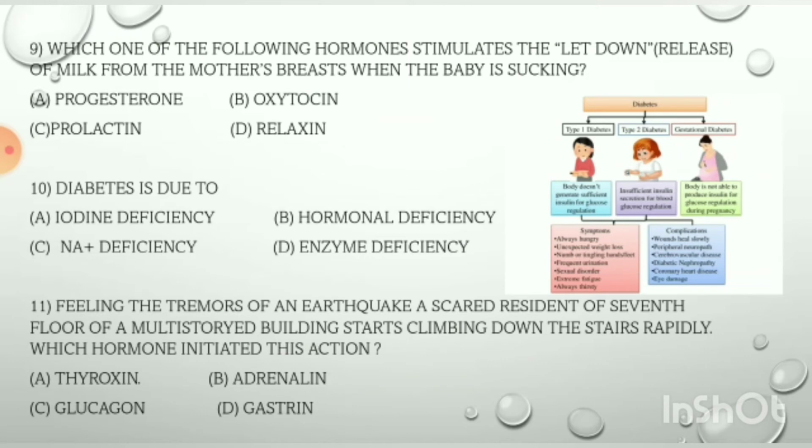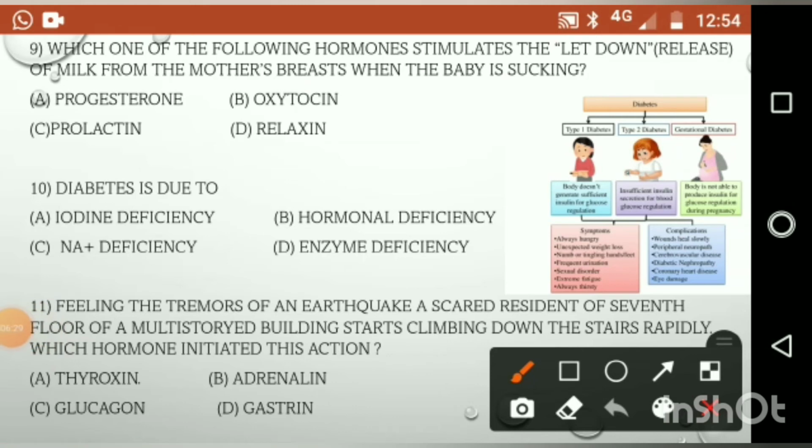Our next question is, which one of the following hormones stimulates the let down release of milk from the mother's breast when the baby is sucking? We just did a similar question to this. I already explained it to you, and your options for this question are A. Progesterone, B. Oxytocin, C. Prolactin, or D. Relaxin. Pause the video and answer the question. And the correct answer for this question is B. Oxytocin.